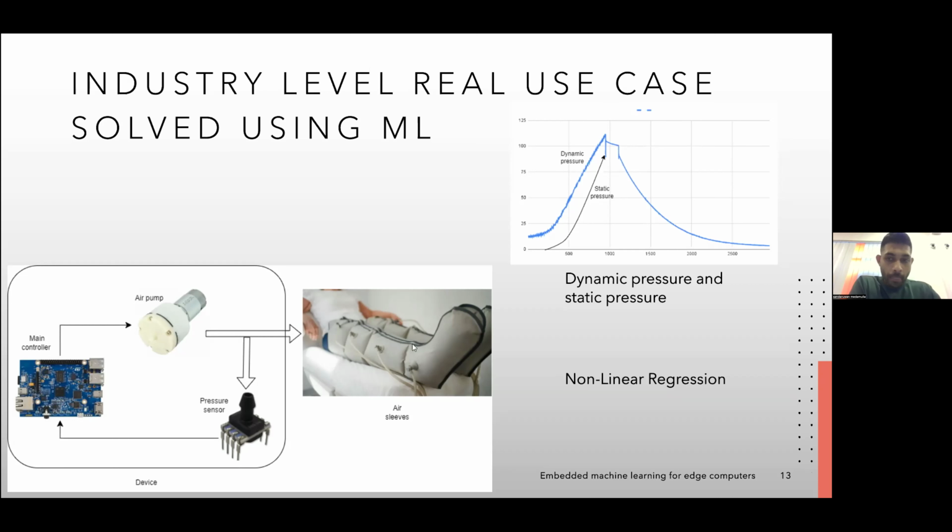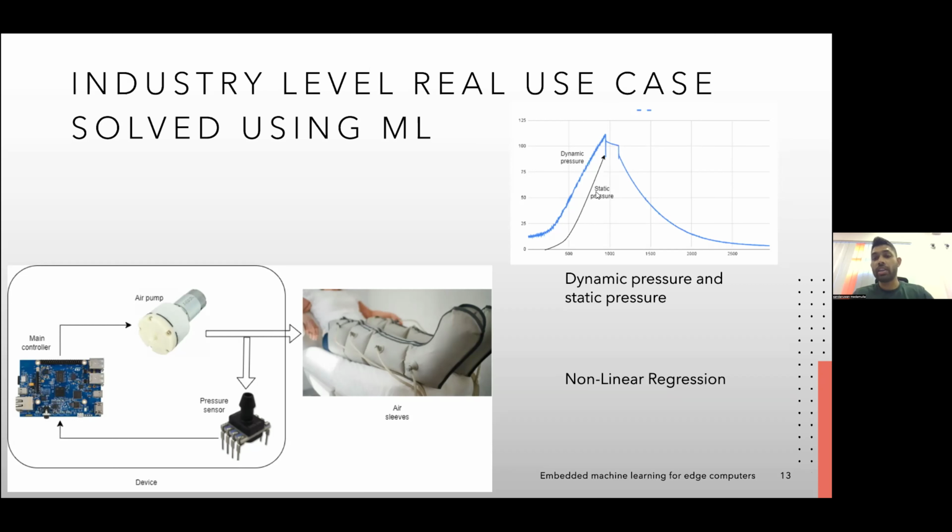So the issue comes from the air pump. The issue is that when we pump air into the chambers, there are two pressure types: dynamic pressure and static pressure. If we want to reach a pressure, say 100 mmHg, we pressurize and stop when we reach 100 mmHg.